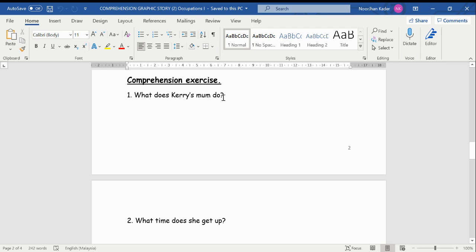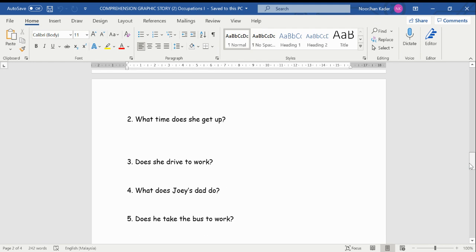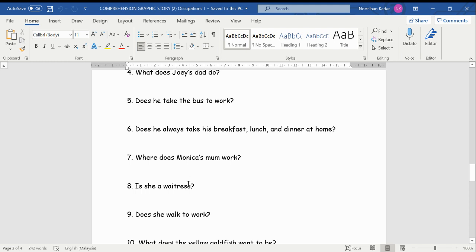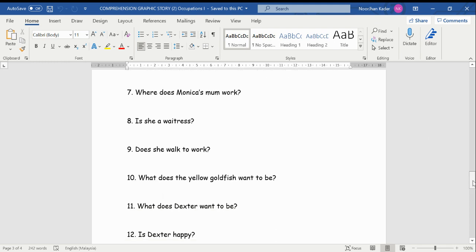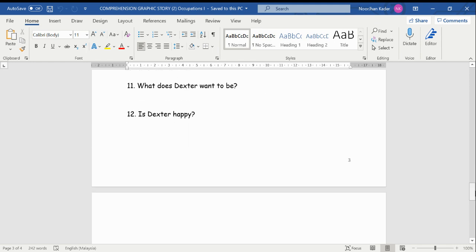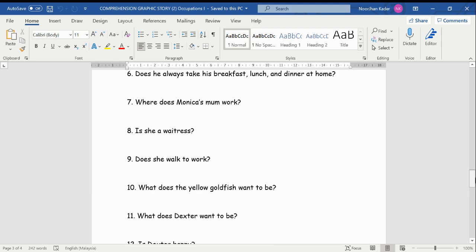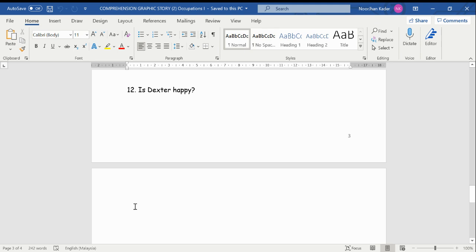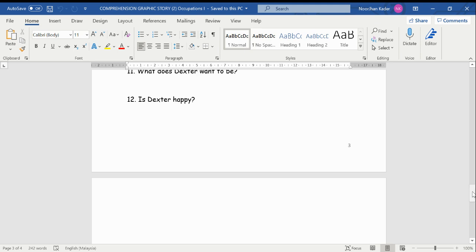The comprehension exercise, which includes how many questions? Let's see. 1, 2, 3, 4, 5, 6, 7, 8, 9, 10, 11, 12. So there are 12 questions, there's no more. I have just left some space here, so that it'll be easy when we write the answers. We'll be able to have some spacing.